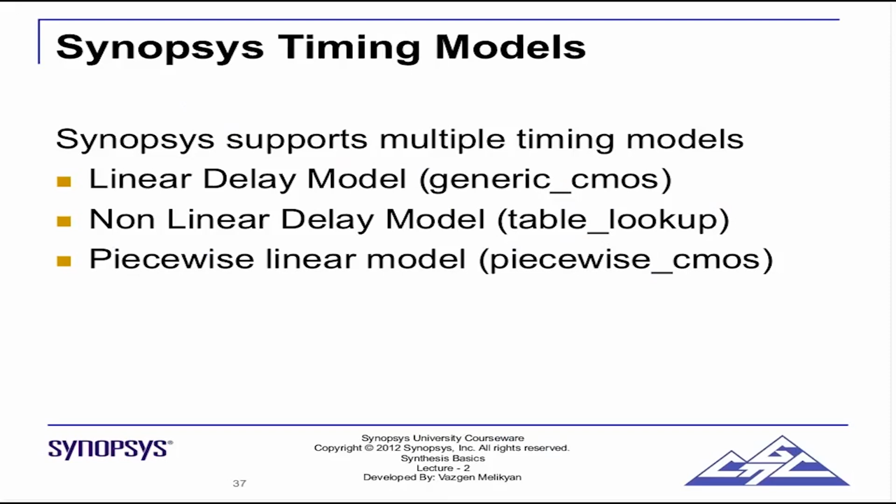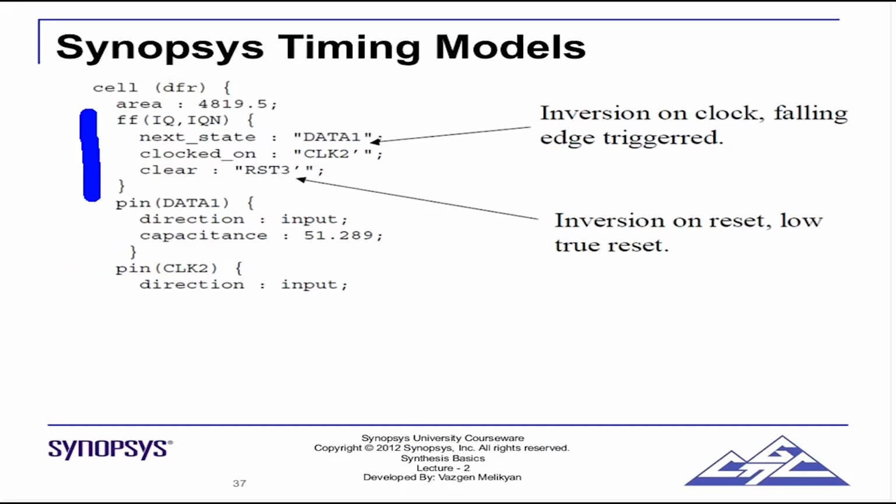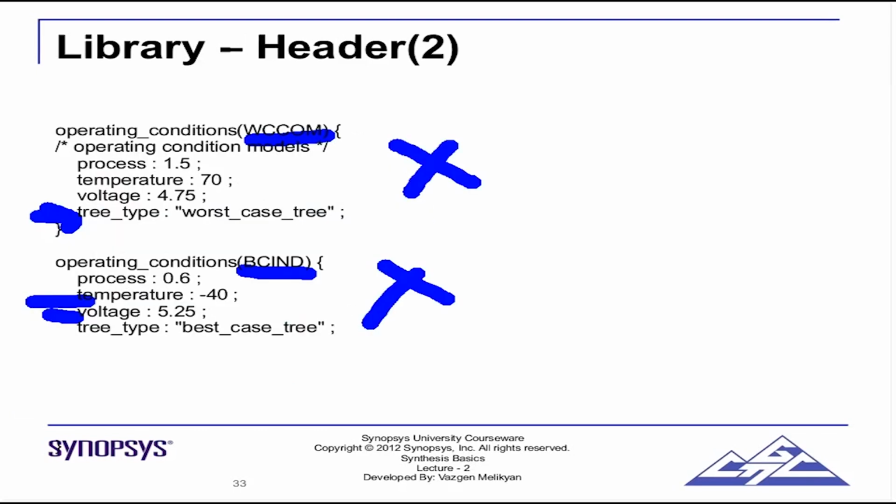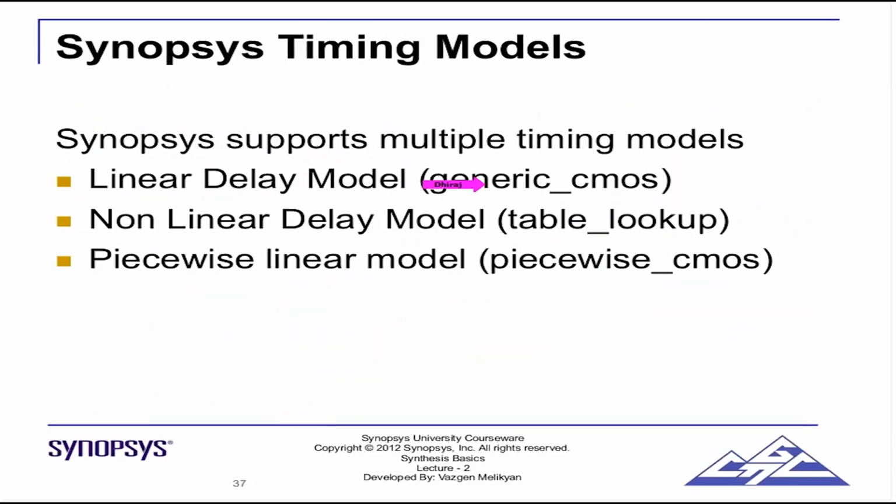So for representing timing, you need some mathematical model to calculate timing and to write the timing in the dot lib file. I have mentioned 3 models here. Linear delay model. If you go back to the header here, this delay model string defines what the model is. A generic CMOS tells us that it is a linear delay model. If you see something like table lookup, it means it's a non-linear delay model. If you see piecewise CMOS, it is a piecewise linear delay model.